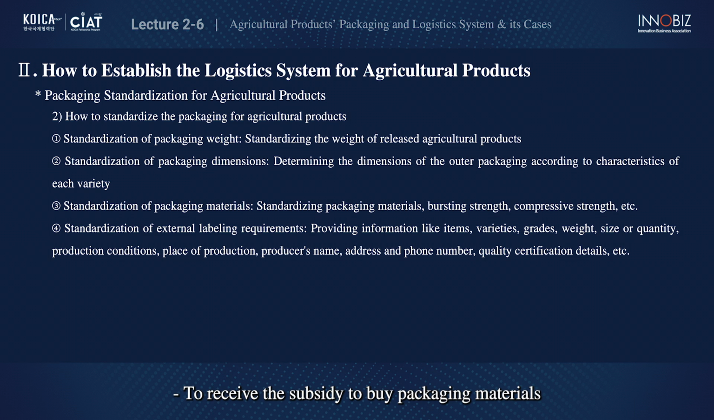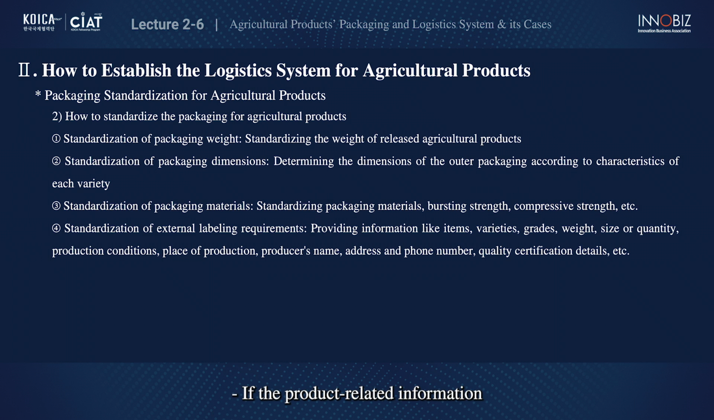To receive the subsidy to buy packaging materials according to the current agricultural standardization program, it is obligatory to indicate the external labeling requirements such as item, grade, size, producer's name, address and phone number, and weight in a certain area on the packaging material.